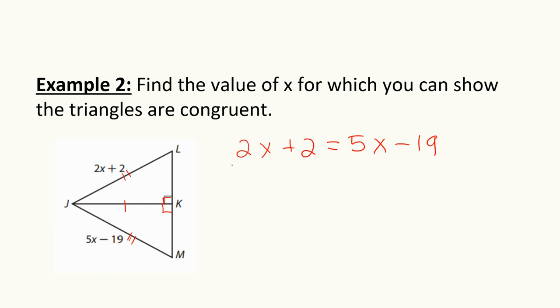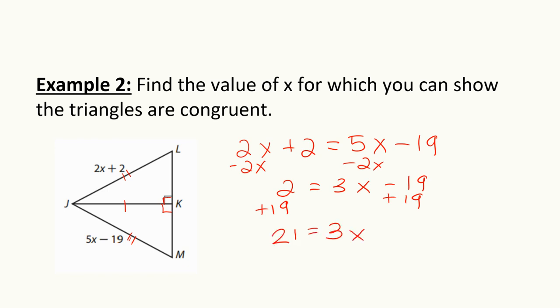Now I'm going to bring my x's over to one side by subtracting 2x on both sides. Then I'm going to bring my 19 over to the other side by adding 19 on both sides. And then I'm going to divide by 3 on both sides. So I'm going to get x equals 7. The question, I'm going to reread it. It says find the value of x. I just found the value of x, and it shows that these triangles are congruent by the HL theorem.